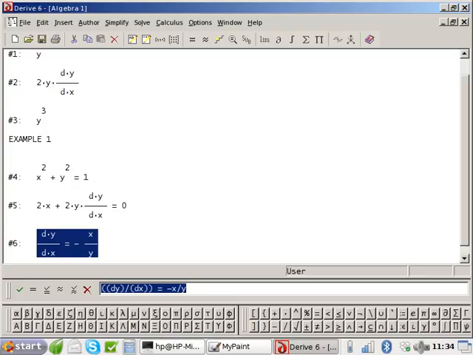Question? That's the answer. The question was, what's dy/dx? This is dy/dx equals minus x over y.